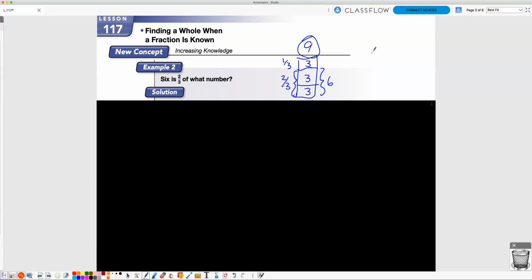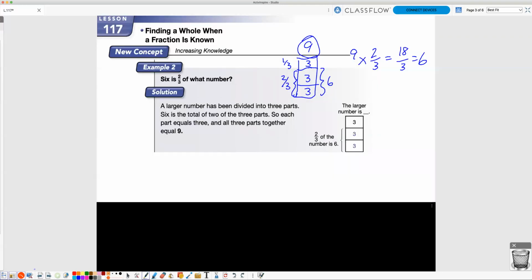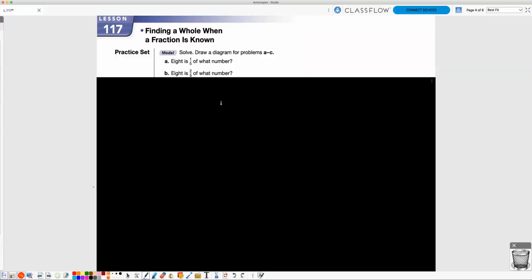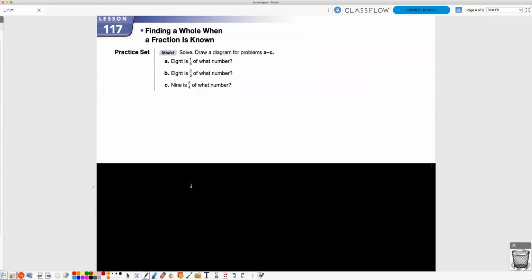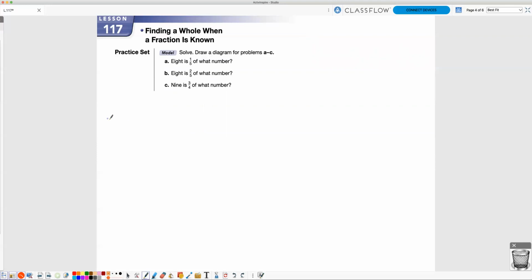So 9, if we took 2/3 times 9, we'd end up with 18/3, which would be 6. So you can see 6 is 2/3 of 9. So that's it, there are no more examples. All right, let's go ahead and jump right into it then. So if we have 8 is 1/5 of what number?